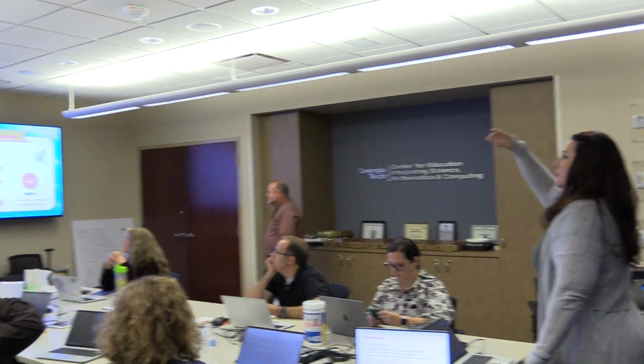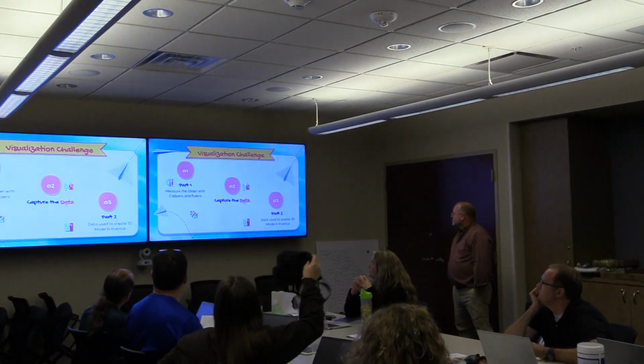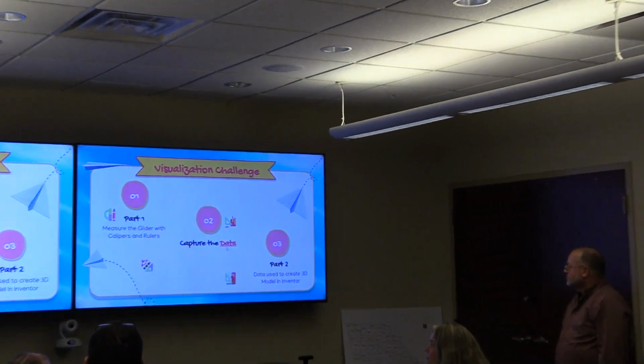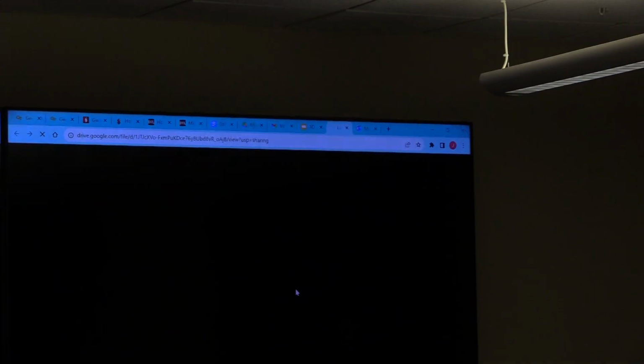Okay, so assuming all of that has been done, this is where we're starting. Part 1: measure the glider with the calipers and the rulers. Capture the data. There is the PDF version of what I am passing around the table right there. So that should be what you're looking at.